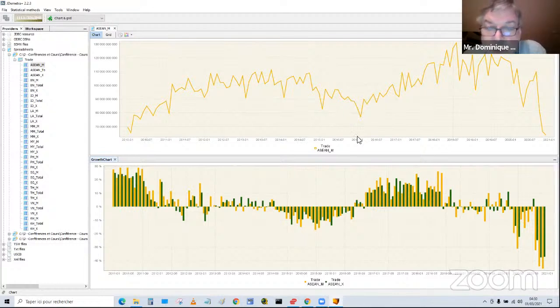So it's always very good to have a look at the raw data. I'm telling you that, and insist on that, because in my experience, in many institutes, including the INSEE in France, I discovered that very few people are looking at the data. I don't know why.